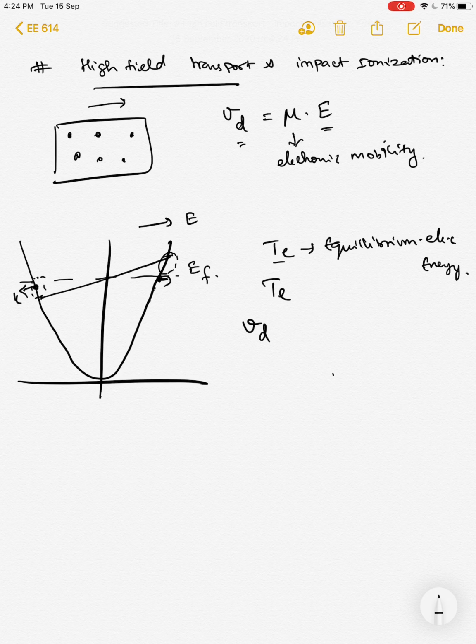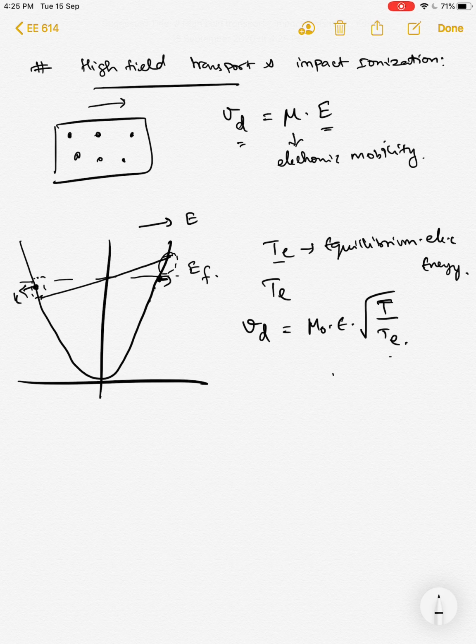the additional mean velocity of the electron, right, which is written as mu naught E root of T by TE, right? TE is the equilibrium energy as we previously saw, and this capital T is the actual energy upon the applied electric field E. At equilibrium, of course, T is equal to TE, and then you get back the same relationship, right?